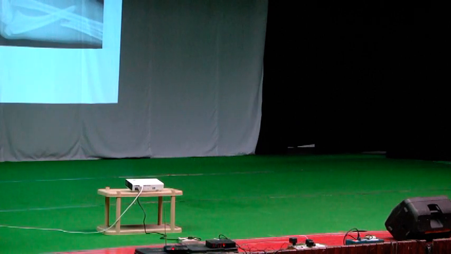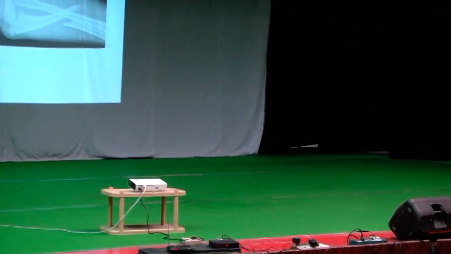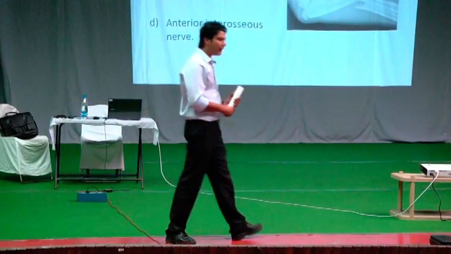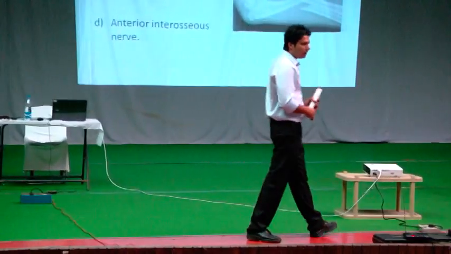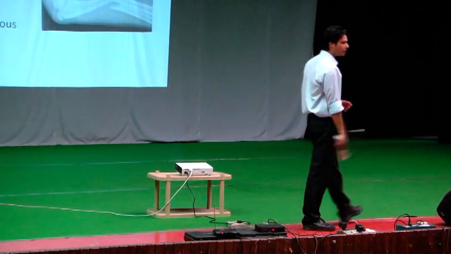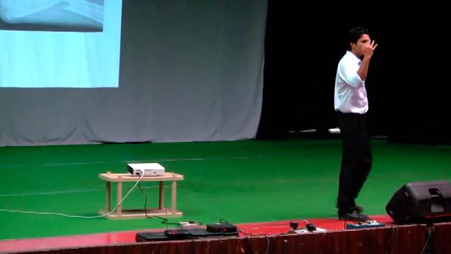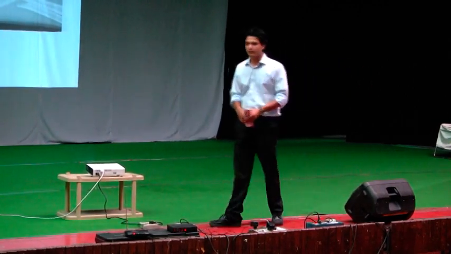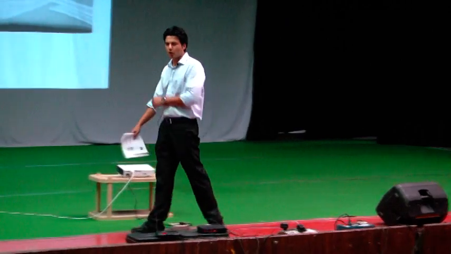What is the terrible triad? What are the features of the terrible triad? Fracture of the radial head, fracture of the coronoid with posterior dislocation of the elbow. These are the three features of the terrible triad.